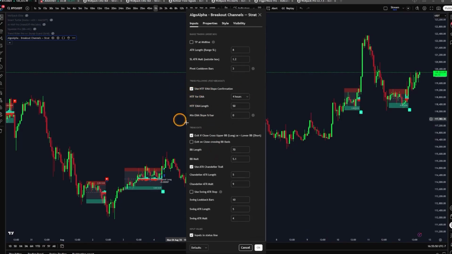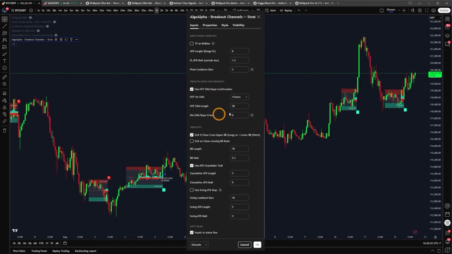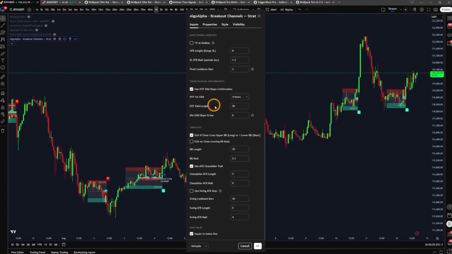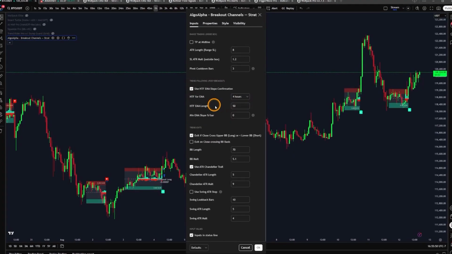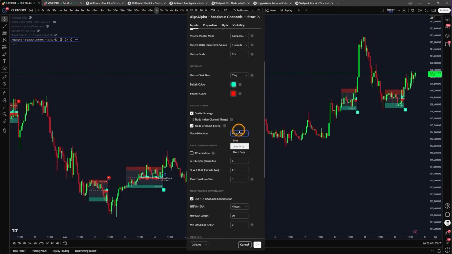But before I do, I want to just show you exactly how the strategy enters and exits. I have my usual high time frame confirmation signals. So we go up to the 4-hour chart, make sure that the high time frame is bullish if we're trading in the long direction. And this strategy works in the long or short direction.